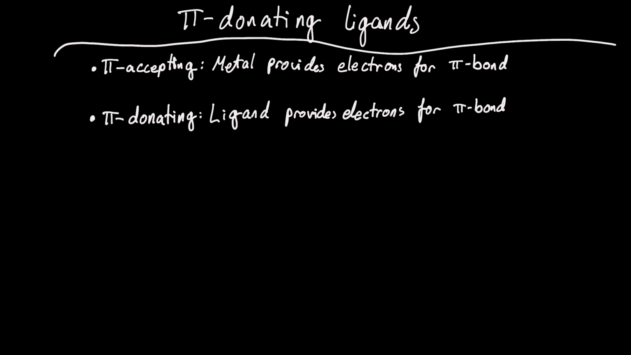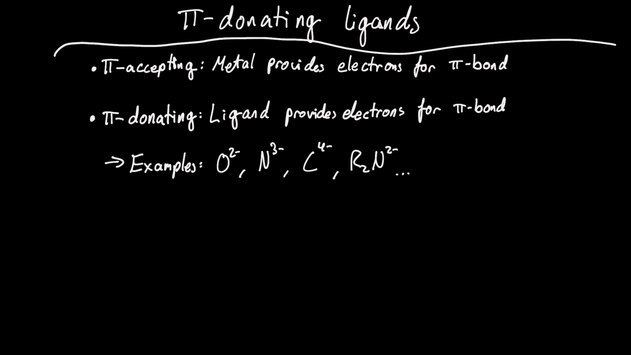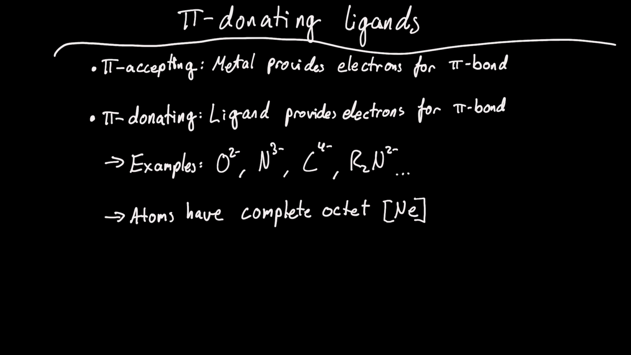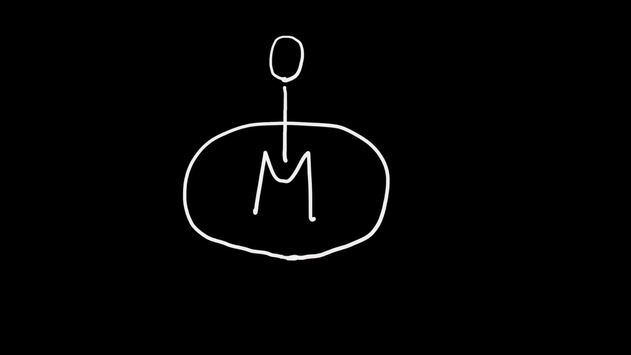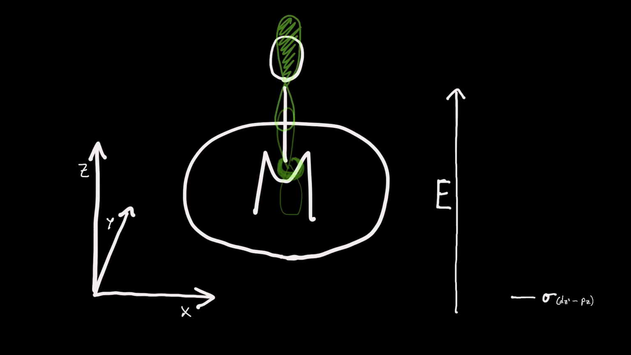Typical examples of pi-donating ligands are oxide, nitride, carbide, and imide, and the atom that bonds to the metal has a complete octet like neon. Anions like oxide will use their p orbitals to form bonds with the metal. If we define the metal oxide vector as the z direction, then the oxygen pz orbital will bond with the metal dz squared orbital to create a sigma bond, which will be very low in energy.